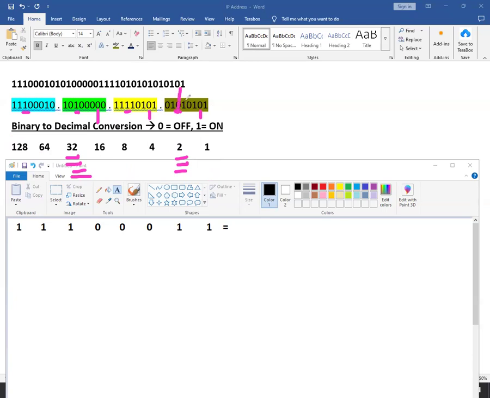The bit is 0 or 1. It doesn't matter what the bit value is. It can be 0 or 1. But what is the bit value here? It will be 32. So we just need to see every bit value. Okay, just write down all these things on paper. It will be super easy for you to remember.